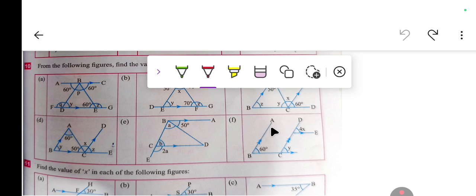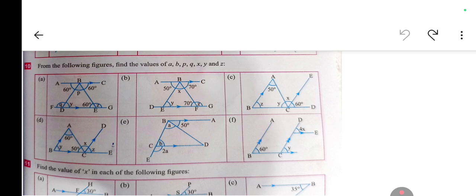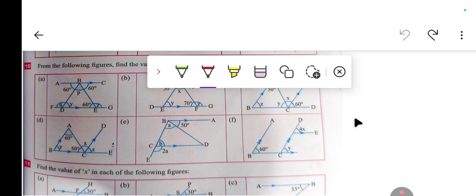In the last video, we explained the exercises till question number 9 of parallel lines and angles. Now, in today's video, we are going to solve questions from question number 10 onwards. 10, 11, and 12 I'll be solving in this video today. I'll be speeding up a little bit today. So let us get into the topic.